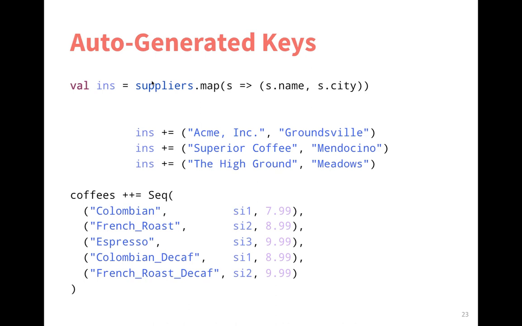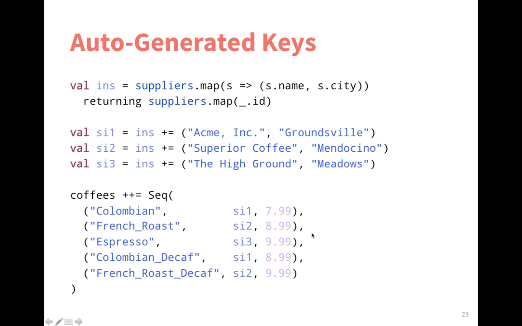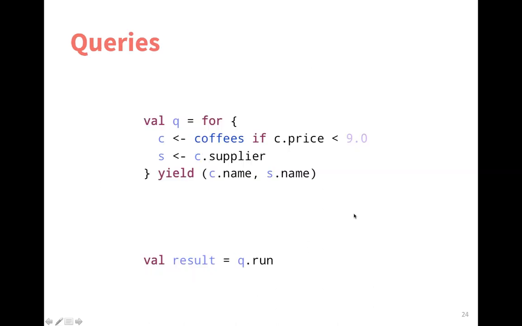The only thing that's still missing is a way to get the auto-generated keys back, because we need them down here to insert the coffees. And we have a special operator in Slick called returning. So we say returning suppliers.map(_.id), just like the .map call above, so we can get the ID field out. And now when you do a plus equals, it will return this ID, and we can assign it to a variable and use it down here.